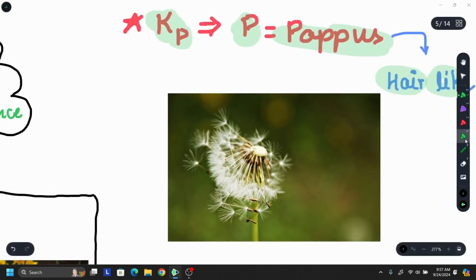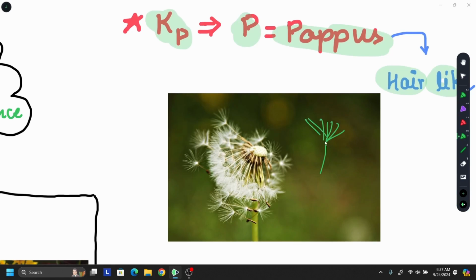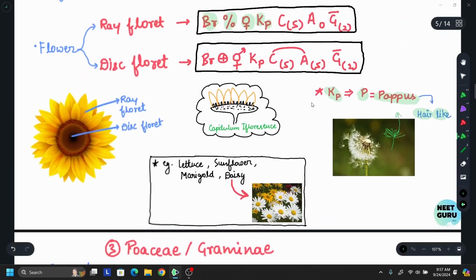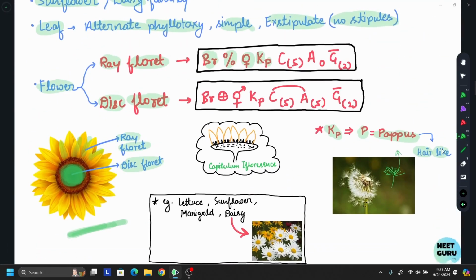Okay, in this figure you see that there are many hair-like sepals, something like this, present. So this is what we call pappus. That's why we did not write any number here. We just write P, or the sepals are in pappus form.